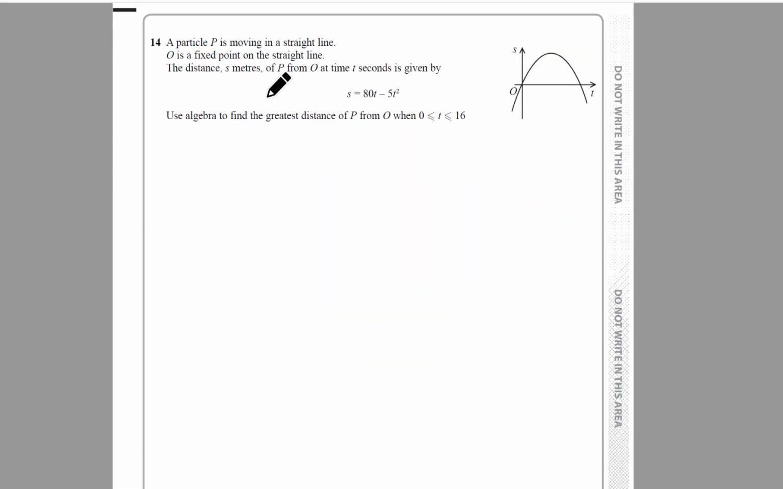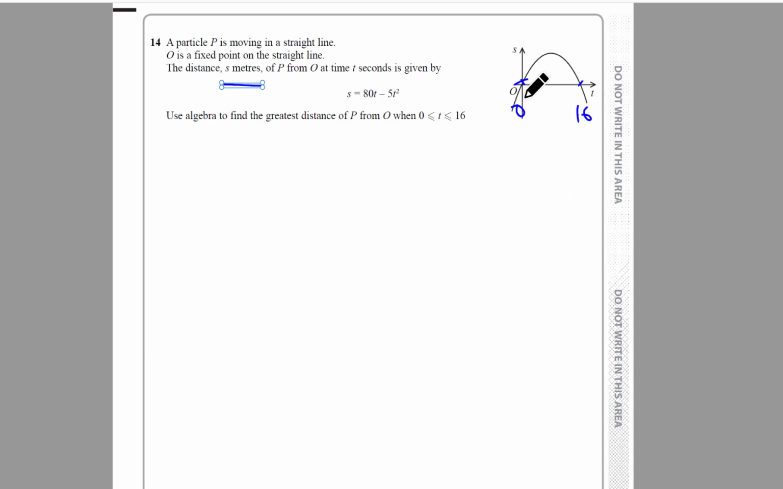So we've got a model problem here. It says you've got a particle moving on a straight line. O is a fixed point on a straight line, and the distance s meters of P from O at time t. So this is time against distance s here. And it says use algebra to find the greatest distance from O between when t equals 0 and 16. Because I guess that's going to mean that's 0 and that's 16 right there.